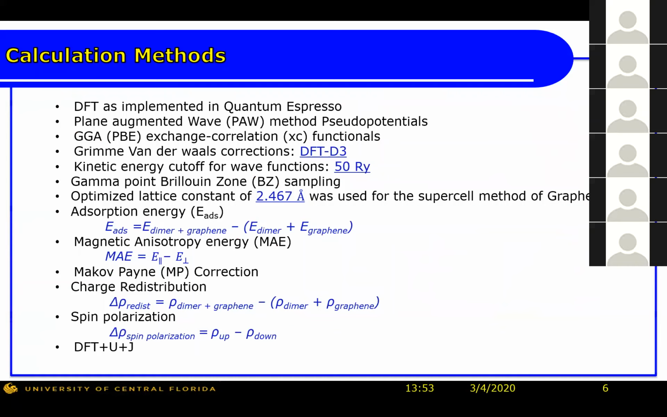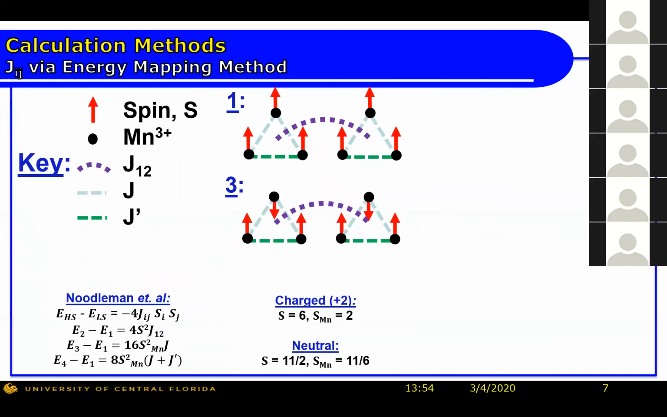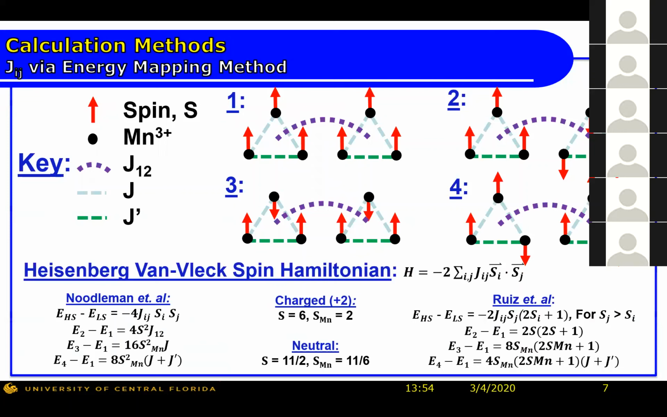We use density functional theory based methods and do apply DFT plus U, and then you follow the usual procedures for calculations of J. I'll show you that in a second. So calculations of J, for example, is done by either the Noodleman's method or the Ruiz's method, and I will show you a comparison of that.